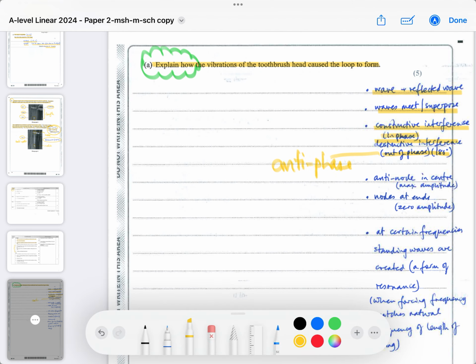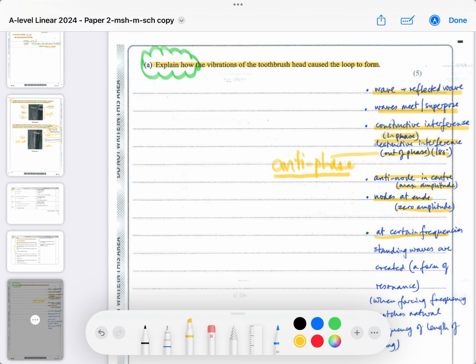So a peak meets a trough. This is more accurate than saying out of phase. And an antinode in the center is where you get the maximum amplitude. So these are all things that you need to be aware of. Nodes at the ends, where you have low amplitude or zero amplitude. Okay, obviously there must be a little bit of vibration, otherwise it wouldn't start.